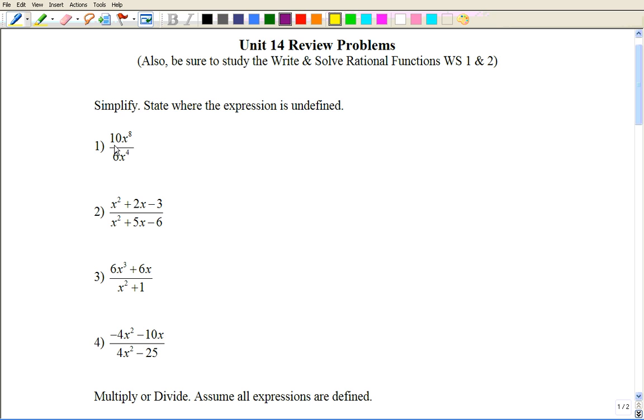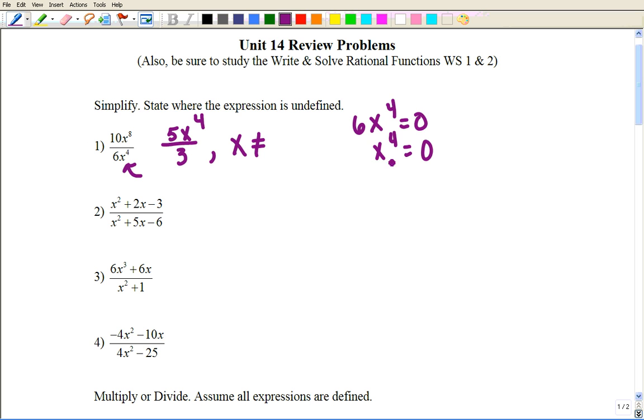On number 1, we are told to simplify and state where the expression is undefined. So you have 10 over 6, well that reduces to 5 over 3. And x to the 8 divided by x to the 4th. When dividing like bases, subtract the exponents, so we have x to the 4th. To state where it's undefined, x cannot be equal to, well, we look at that denominator and we figure out what x value will make that equal to 0. And so if I solve for that, that would be x is 0. So it's undefined for x equals 0, and there's the answer to number 1.